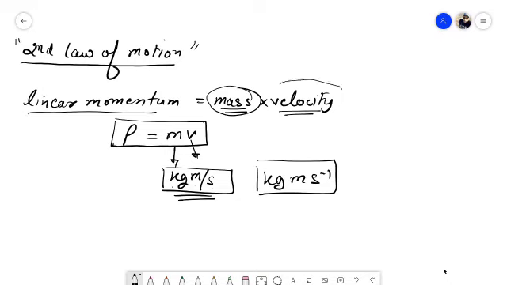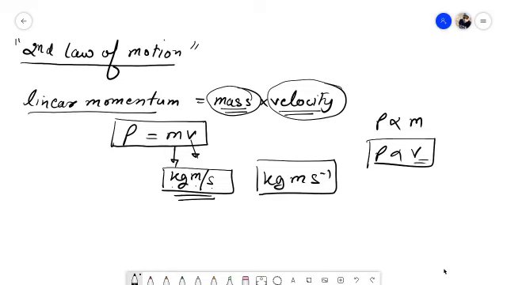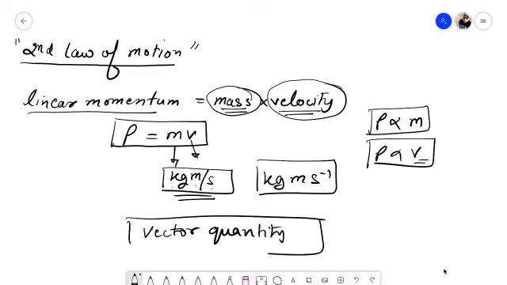and velocity. So from the formula we can conclude that linear momentum is directly proportional to mass as well as directly proportional to velocity. If you increase the velocity of the body, then the linear momentum is going to increase, and if you increase the mass of the body, then also the linear momentum of the body is going to increase. And also linear momentum is a vector quantity.